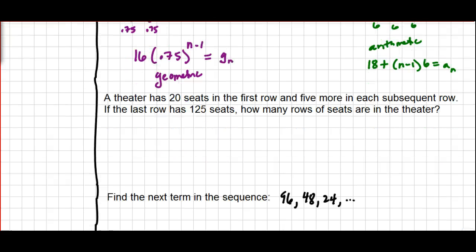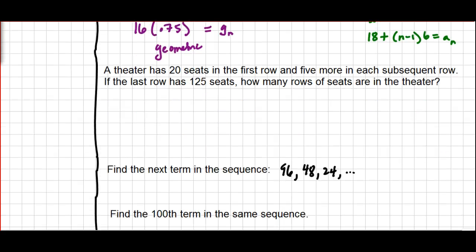Another type of problem that students are going to encounter is one like the next one, a theater problem. Always read a word problem thoroughly before you begin. A theater has 20 seats in the first row and 5 more in each subsequent row, or each following row. If the last row has 125 seats, how many rows of seats are in the theater?